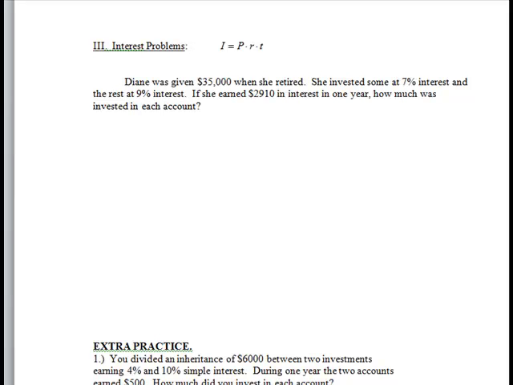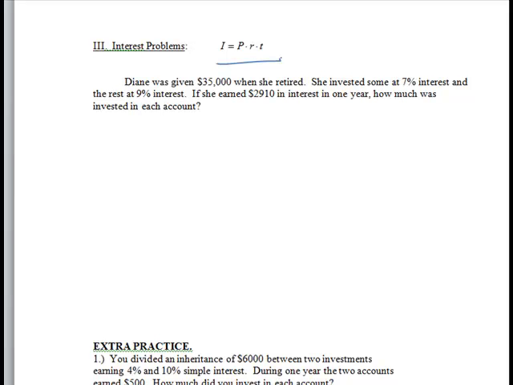And the last category of application problems for this chapter, interest problems. There's a lot of different types of interest: simple interest, compound interest, continuous compound interest. Interest can be good, interest can be bad, whether you're paying interest or whether you're receiving interest. For these interest problems or investment problems, we're going to be dealing with simple interest, so you need to know the simple interest formula. I is equal to P times R times T, where I stands for the interest, P is the principal or the original investment, R is the rate, and T is time.